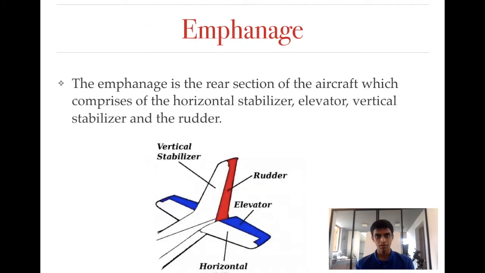Okay. That being said, we can go to the third main component of the body of the airplane, which is the empennage. The empennage is basically a collective term for the rear section of the aircraft. The empennage consists of four main parts: the horizontal stabilizer, the vertical stabilizer, the rudder, and the elevator.